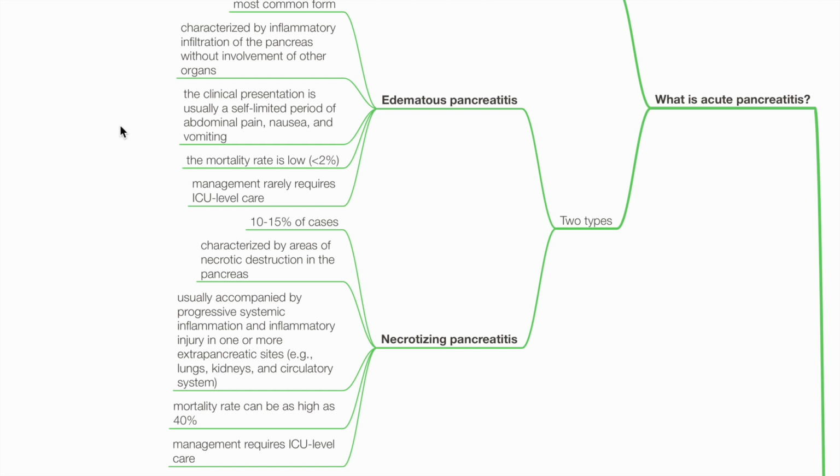Clinical presentation is usually a self-limited period of abdominal pain, nausea and vomiting, with a low mortality of less than 2%. Management rarely requires ICU level care. Necrotizing pancreatitis occurs in 10 to 15% of cases. It is characterized by areas of necrotic destruction of the pancreas and is usually accompanied with progressive systemic inflammation and injury of extrapancreatic sites such as lungs, kidneys, and the circulatory system. Mortality can be as high as 40%, and management requires ICU level care.